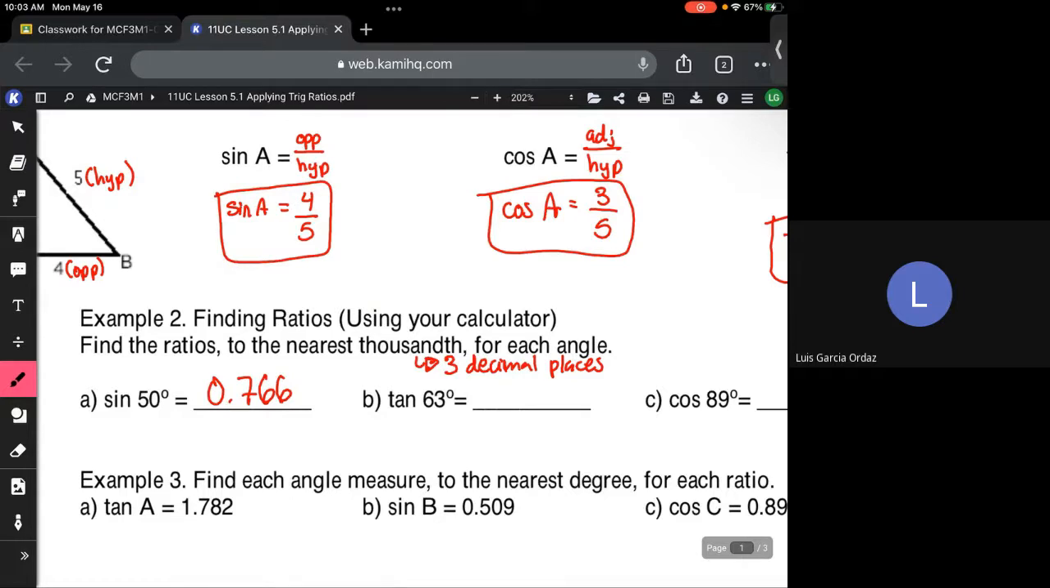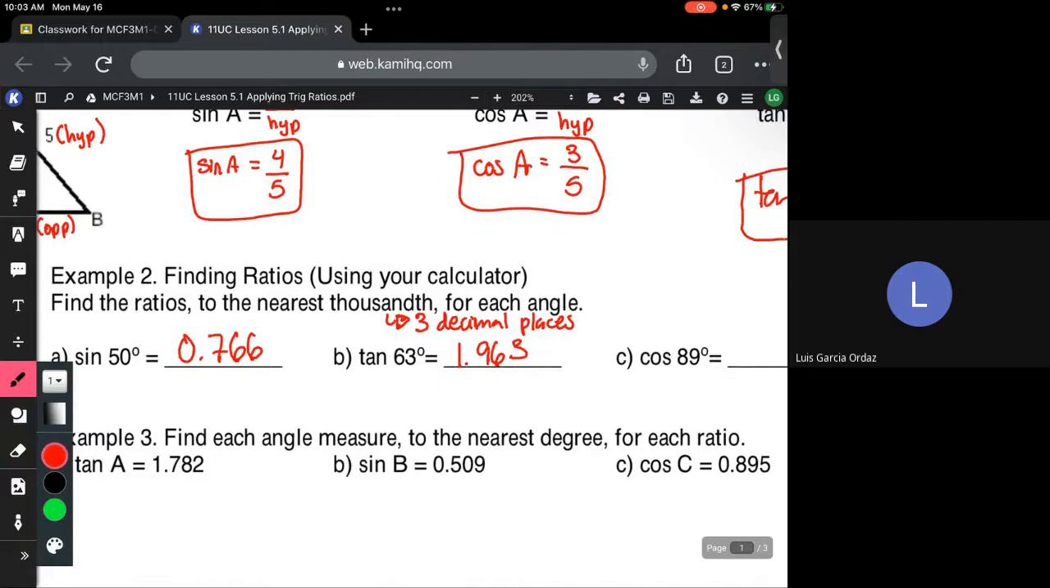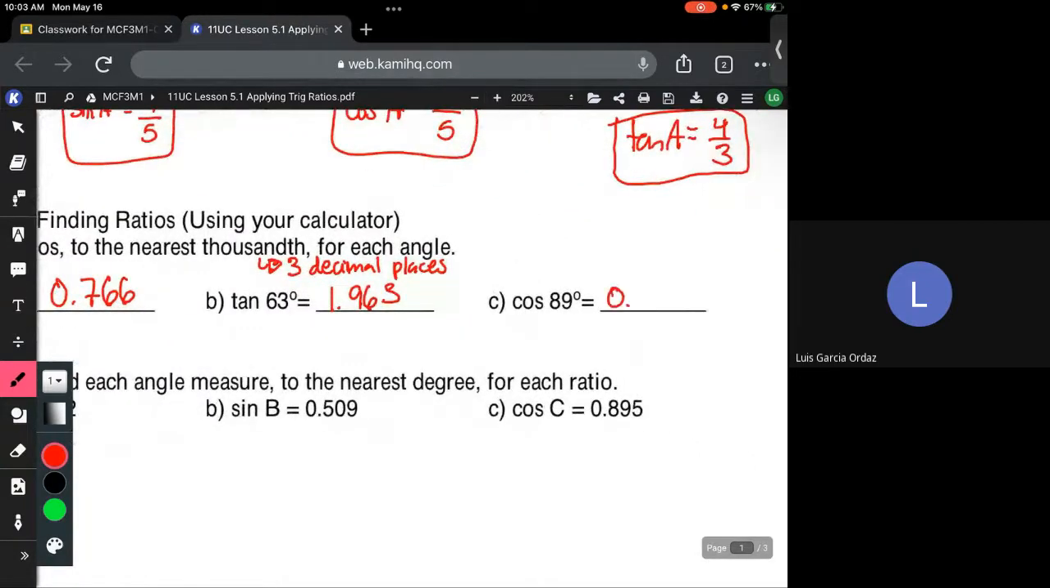I got it. Okay, next one, tan 63. What did you guys get? We did tan of 63. 1.9. It's 1.9626, so it should be 1.963. What's the last one? Cos 89? 0.017.